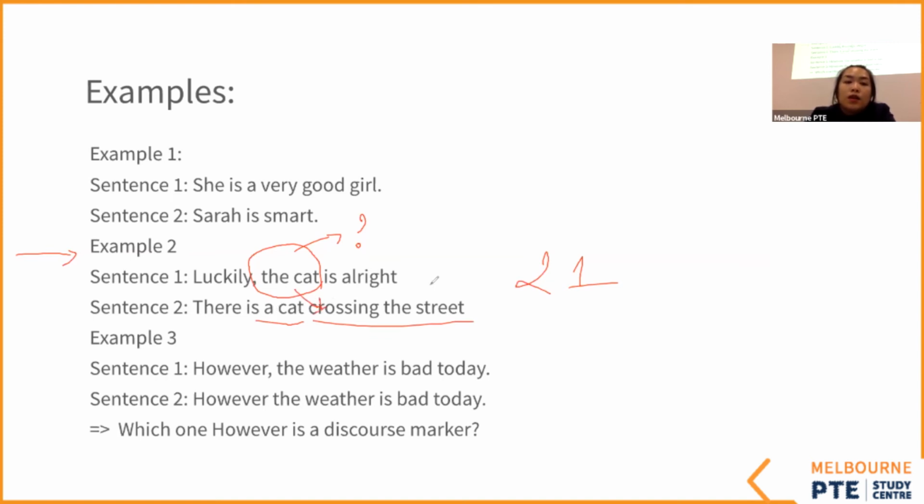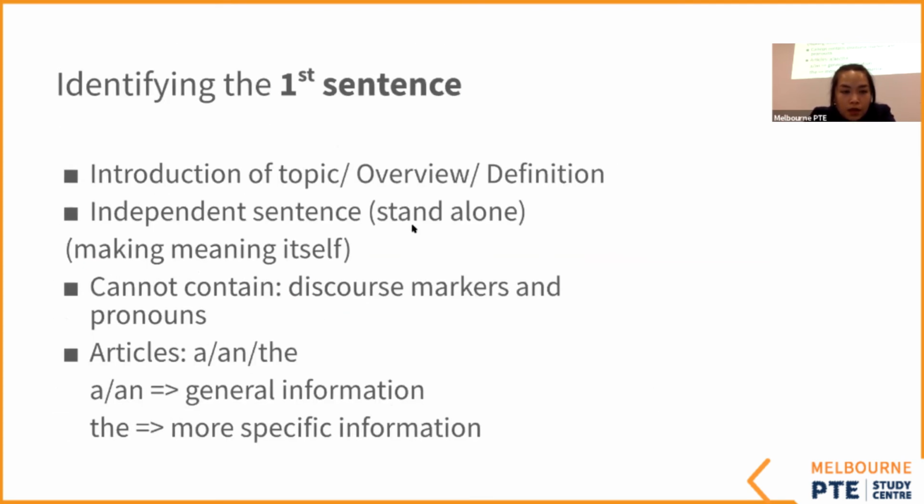Okay, so a cat makes sense, right? And then the cat is replaced for a cat. So 2 and 1. Okay. So you have to base it on the information. Okay, that's how you do your reorder. Now, the first technique is done. Identify the first sentence. Do you guys have any questions? Good, right? Next one.